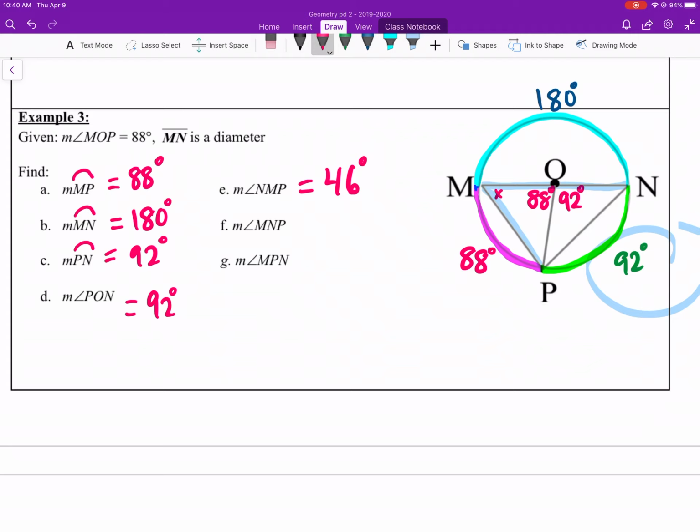All right. Now, angle MNP. MNP is sort of the same thing going the other way, guys. Ready? M and P. That opens up and hits the 88 degree arc. But MNP is not 88, because it's not a central angle. It's equal to half of that arc of 88, so that'd be 44.